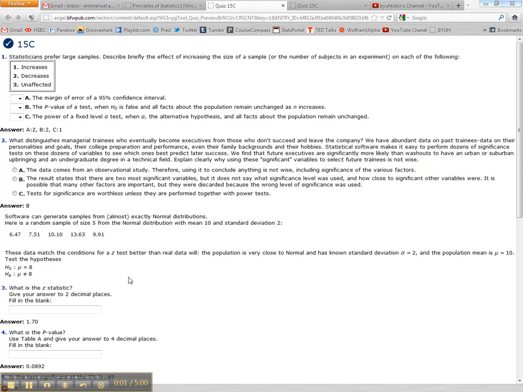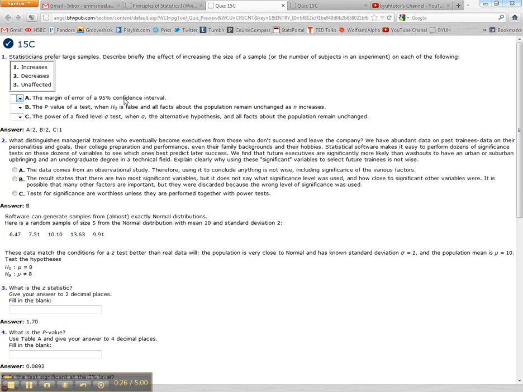15C number 1. Statisticians prefer large samples. Describe briefly the effect of increasing the size of a sample or the number of subjects in an experiment on each of the following. So you have the three options. You're either selecting if it increases, decreases, or is unaffected. Letter A says the margin of error of a 95% confidence interval.